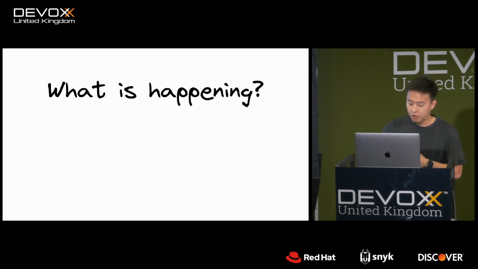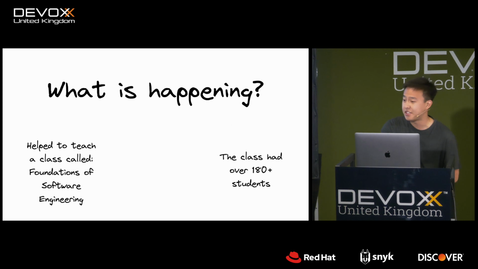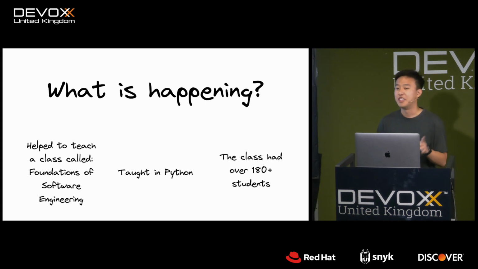But what is happening? In seeking to know more about what's happening with Java, I helped to teach a class, as I mentioned, Foundations of Software Engineering, with over 180 students and taught in Python. This was not my choice. No, I'm kidding. Python is a great programming language as well. But this just goes to show, again, that for a long time Java was the standard, but now it's starting to lose its ground a little bit. And again, there are reasons why.